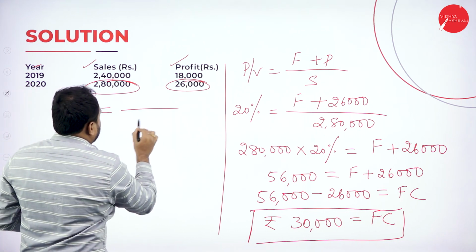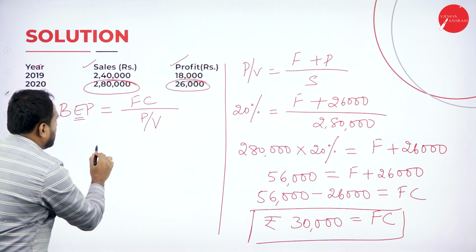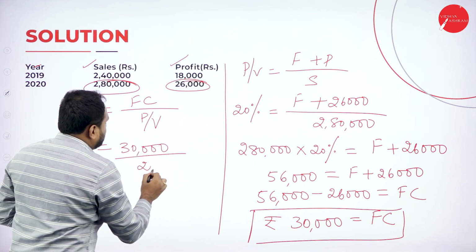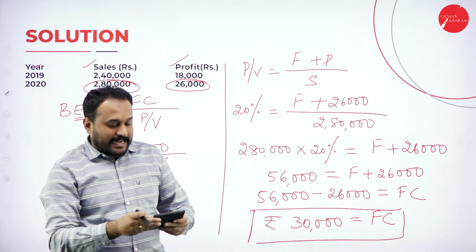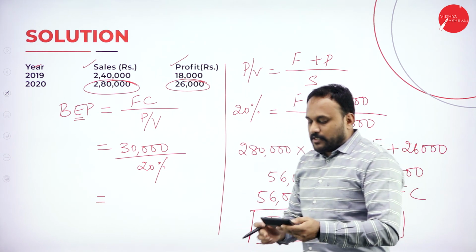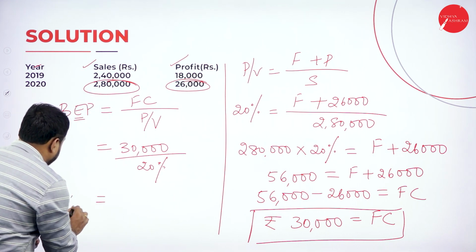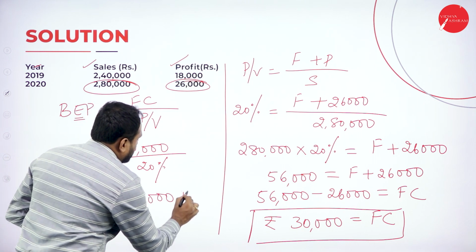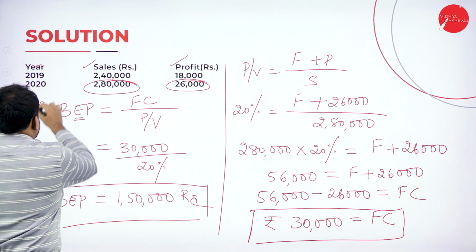BEP is equal to, what is it? PV will come in the denominator. Fixed cost is in the numerator. Now fixed cost is how much? 30,000 rupees divided by PV, which is 20%. Take your calculator and calculate 30,000 divided by 20%: 1,50,000 rupees. So your BEP is 1,50,000 rupees. I'm done with that, and denote this as A.